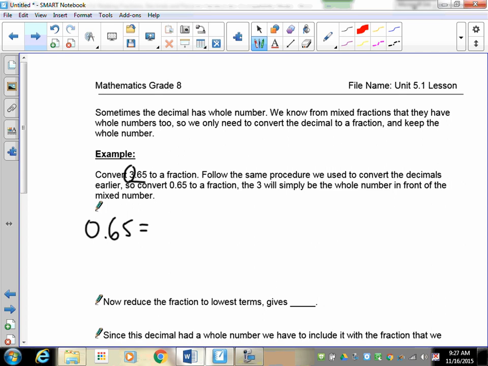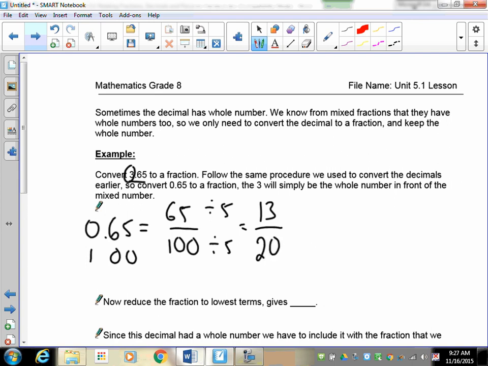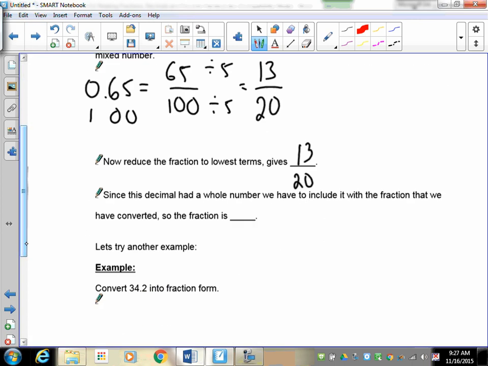All right, so 100, so it's 65 over 100, and you can reduce this by dividing both of these by 5. 65 divided by 5 is 13, and 100 divided by 5 is 20. So you reduce this to lowest form. I now have 13 over 20. But don't forget, we also had a 3 up here. That's got to be included. If you don't include it, I'm afraid we're going to have to mark it wrong. So the fraction here is going to be 3 and 13/20.